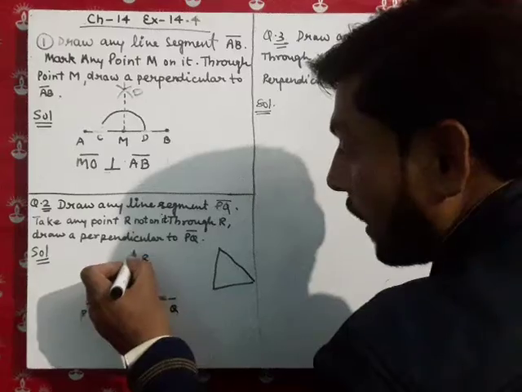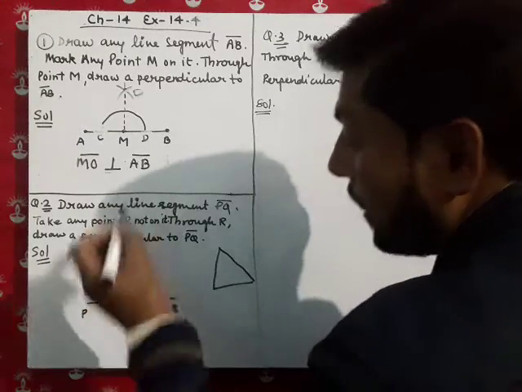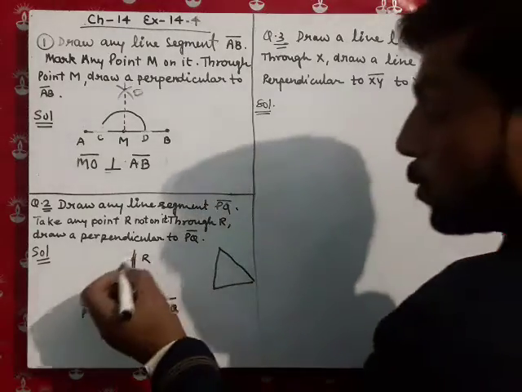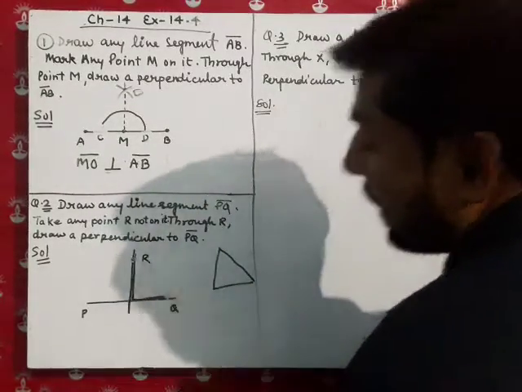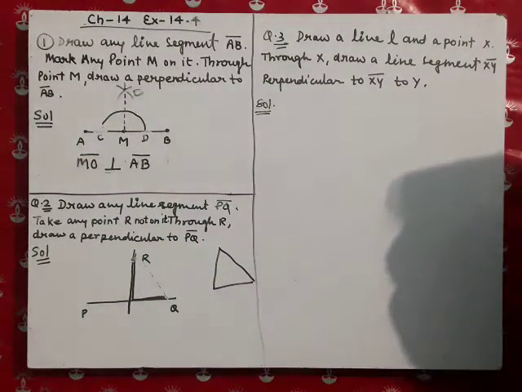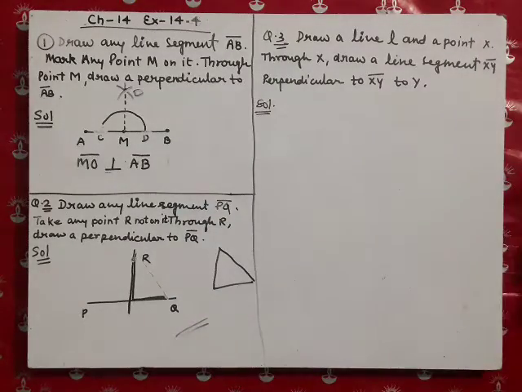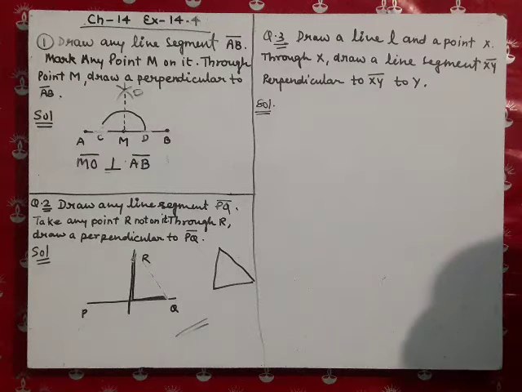So by this, now you have to draw a line. So that will be the perpendicular to the PQ and also passing through the point R. That is outside of the PQ. Okay, this is the solution of the question number 2. Now going to the question number 3.